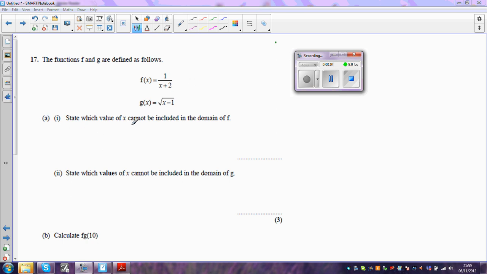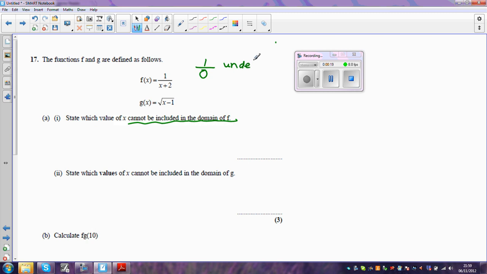Part A then. Which value of x cannot be included in the domain of f? Okay, so if we look at f, we know that we cannot divide by 0. If we do 1 divided by 0, we actually get infinity, or we sometimes say that that is undefined. We're not allowed to divide by 0. And the value of x that would make the bottom here equal to 0 would be if x equals -2.